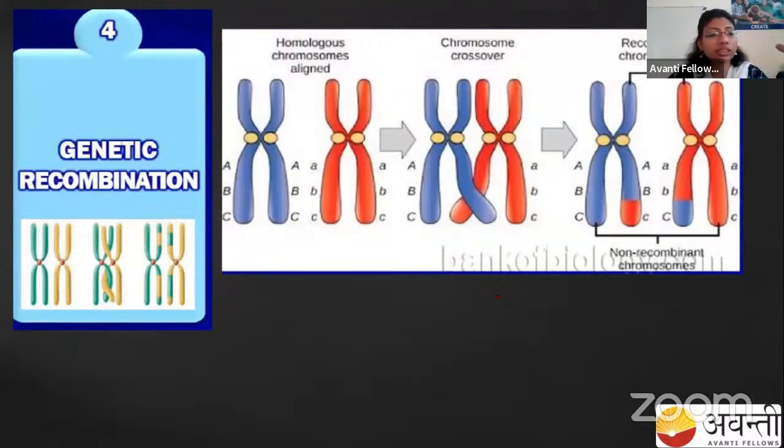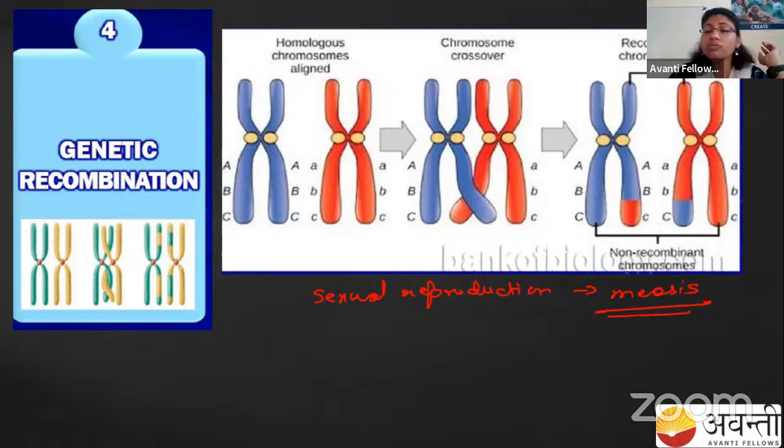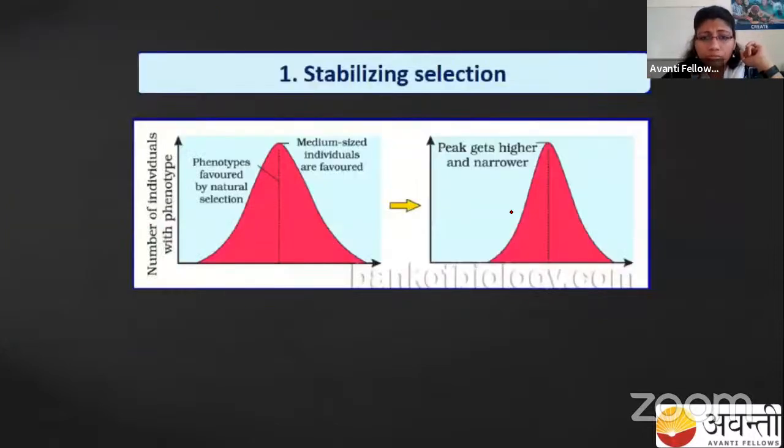Then we have genetic recombination. As I have said, it takes place during sexual reproduction while gamete formation, right? So this genetic recombination takes place at the time of meiosis, or gamete formation, where the crossing over between the homologous chromosomes takes place. And this crossing over leads to the exchange of genes.